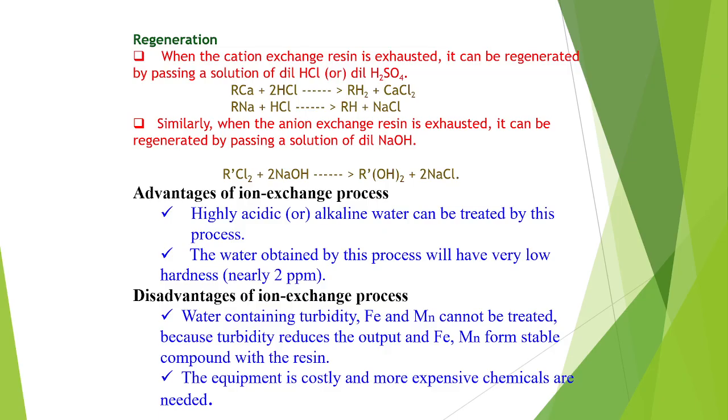Here also we have some disadvantages. The equipment is costly and this process is more expensive. Chemicals are needed to treat the water. And here also we cannot treat turbid water, and iron and manganese water cannot be treated, because turbidity will block the pores present in the ion exchanging resins, so the output automatically gets reduced.